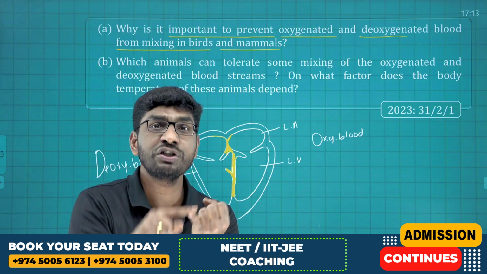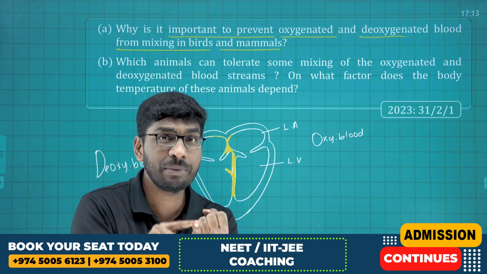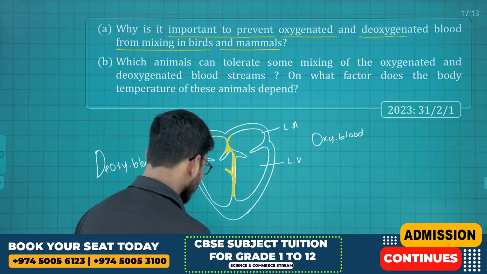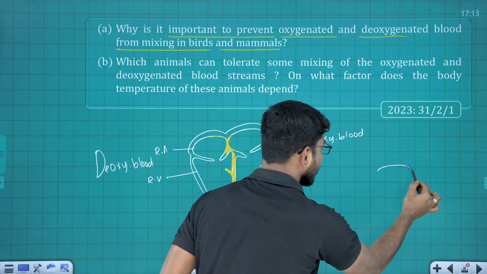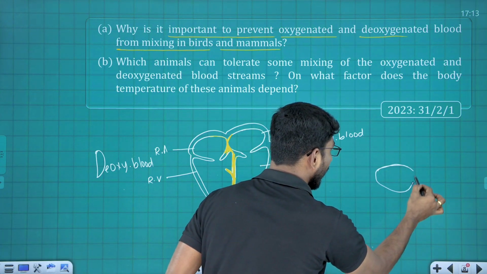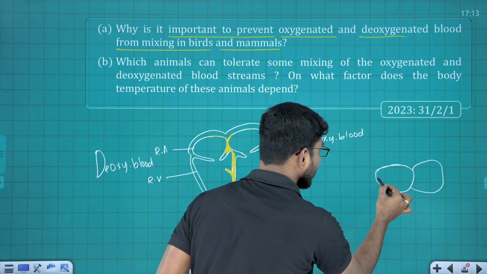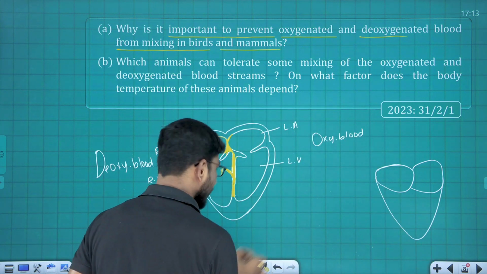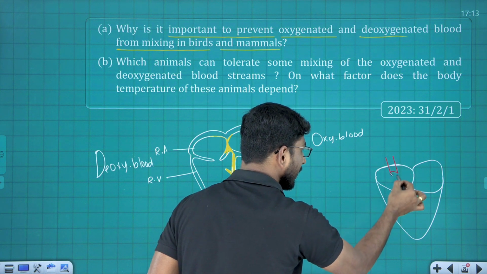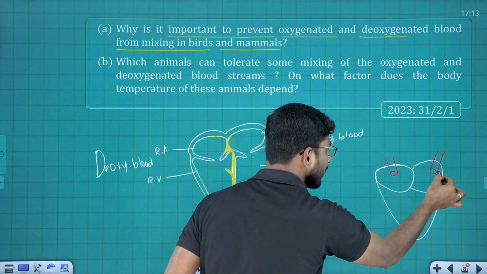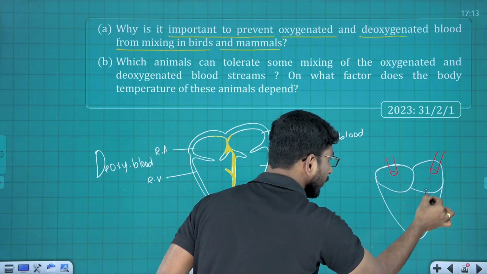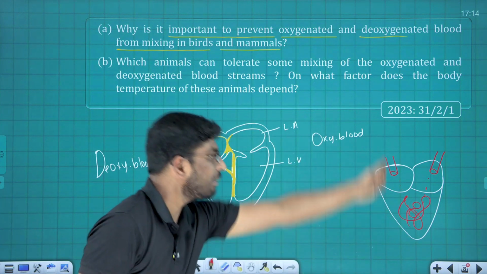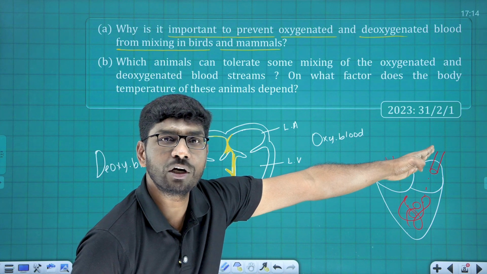But in fishes, or we can write amphibians and reptiles, a 3-chambered heart is there, and mixing of blood takes place. Let me draw the heart. This is the left auricle and right auricle, and they have only one ventricle like this. Only one ventricle. This side collects deoxygenated blood and this side collects oxygenated blood. When both bloods enter the ventricle, mixing of blood takes place. That mixed blood is then transported to all parts of the body.